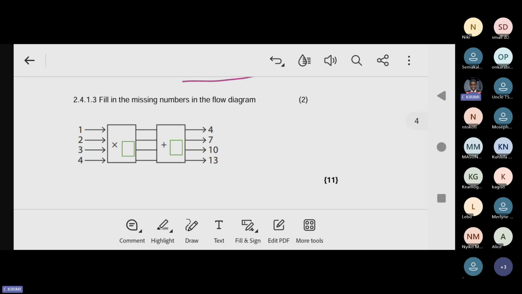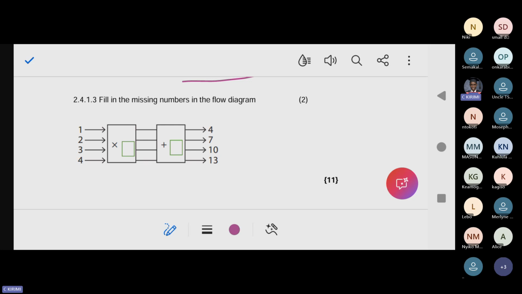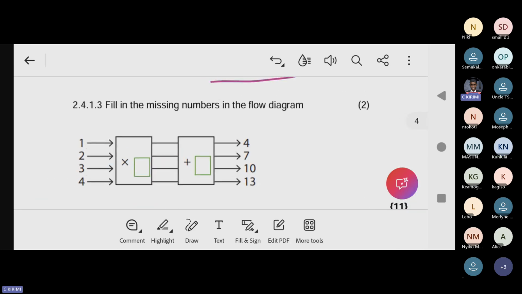Let's go to question number 2.4.3. It's saying fill in the missing numbers in the flow diagram. So which means we want to see which number we are going to fill in this flow diagram. In other words, 1 times something plus something must give me 4. Which number am I supposed to put inside?